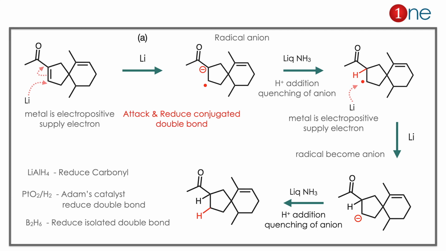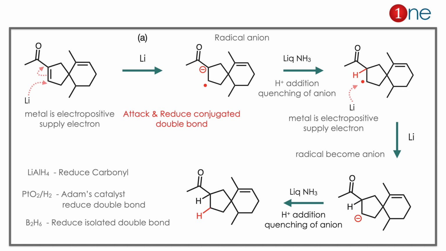How does it reduce? Lithium is electropositive, and it supplies the electrons. So it supplies an electron to the conjugated double bond. Here the radical is stabilized by the conjugation and the anion is stabilized by the electron withdrawing group. Radical anion formation is the intermediate here. Liquid ammonia supplies the proton, so you have hydrogen attachment. Again the radical has to be quenched. The metal supplies another electron, so the radical becomes an anion there. You supply hydrogen again, and you have the reduction of the double bond. So the answer is clearly A, lithium in liquid ammonia.